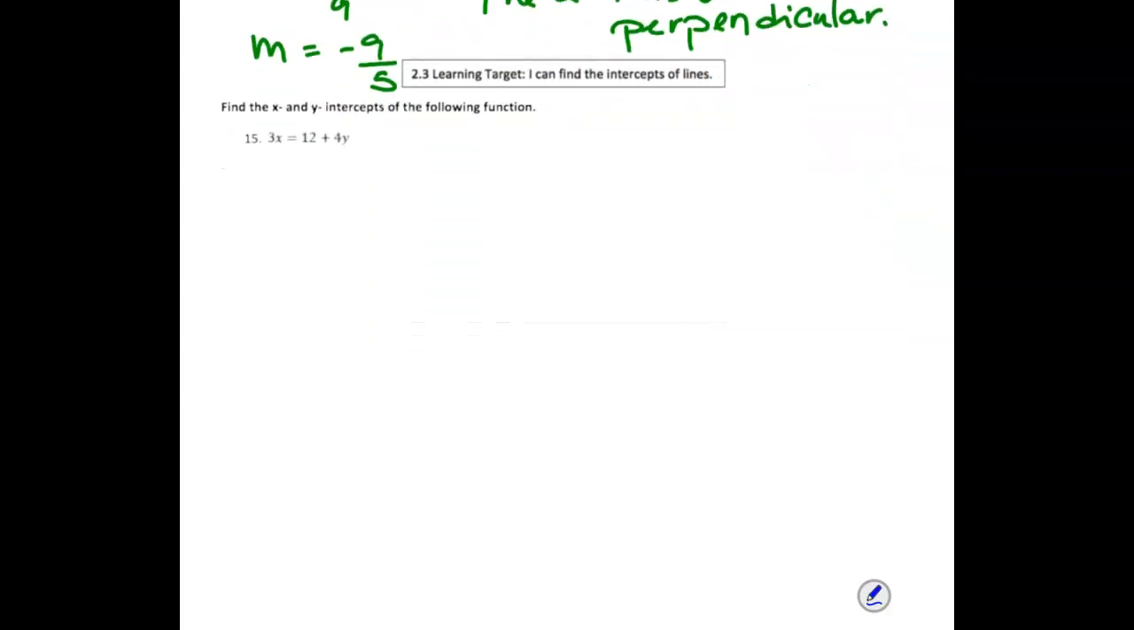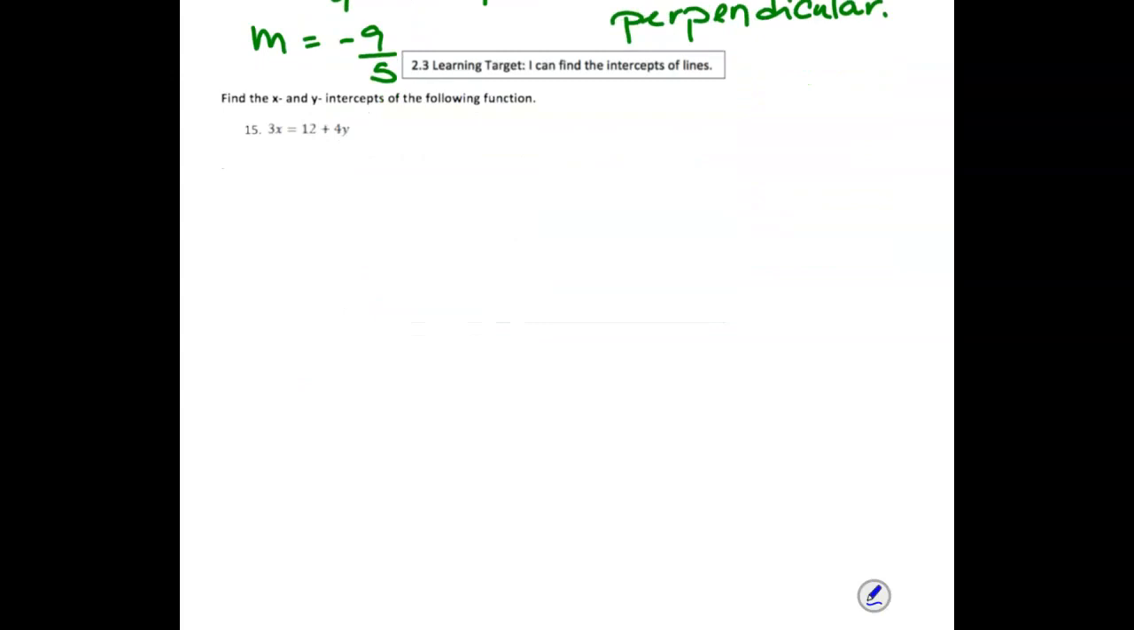All right. Question 15. It says find the x and y intercepts for this function. I'm actually going to put this into standard form first. So I'm going to subtract the 4y over to the left side.